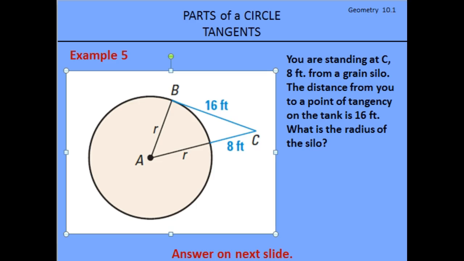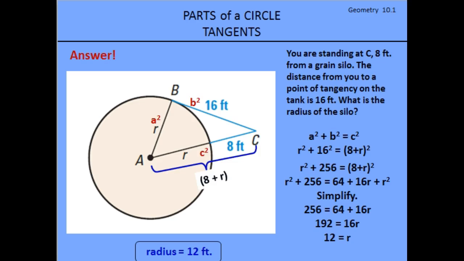It doesn't specifically say here for sure that it's a right triangle, but we are going to assume that it is in this case, and we can use the Pythagorean theorem again. Make sure you pause. Okay, I'm going to give the answer. Are you ready?